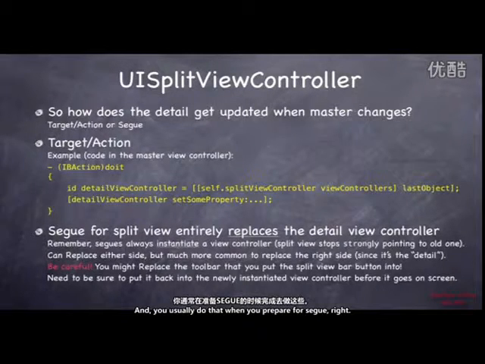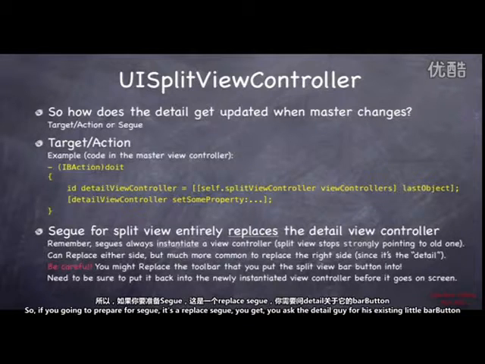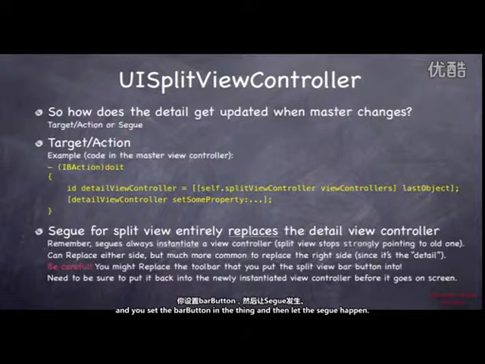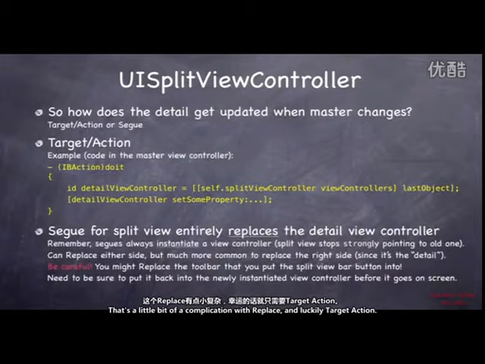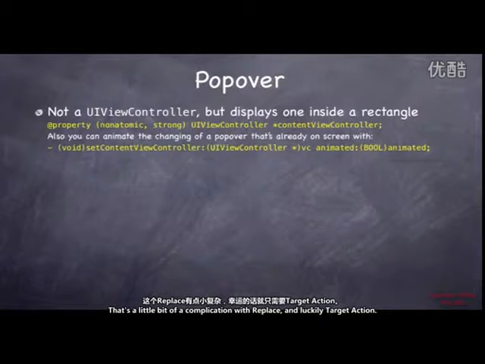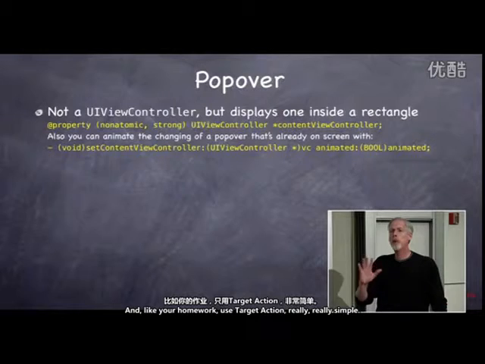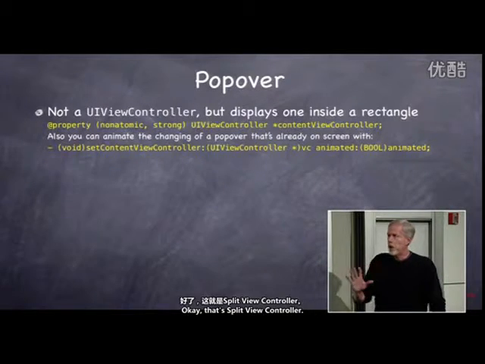And you usually do that in your prepare for segue. Right? So you're in prepare for segue, it's a replace segue, you ask the detail guy for his existing bar button, and then you set the bar button in the new one, and then let the segue happen. That make sense? So I'm going to show you code to do that as well. That's a little bit of a complication with replace. Luckily, target action. And like in your homework, use target action. Really, really simple. Okay, that's split view controller.